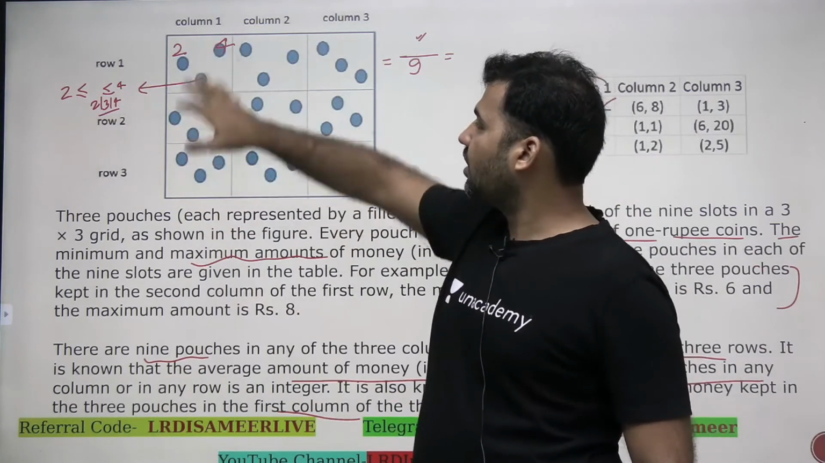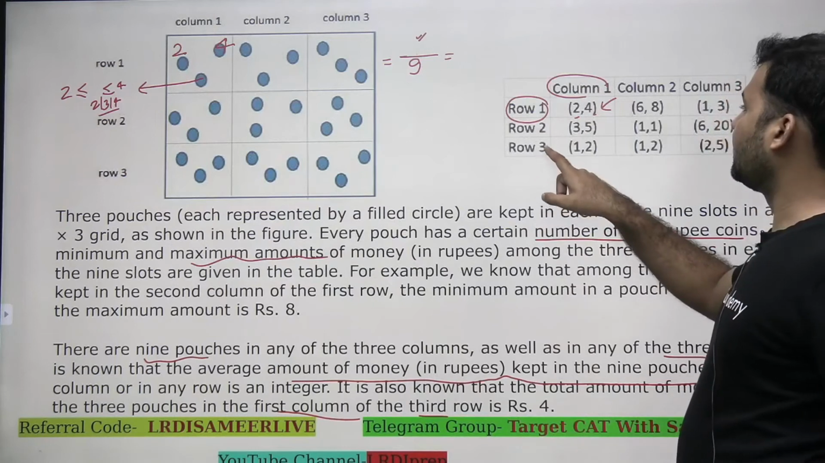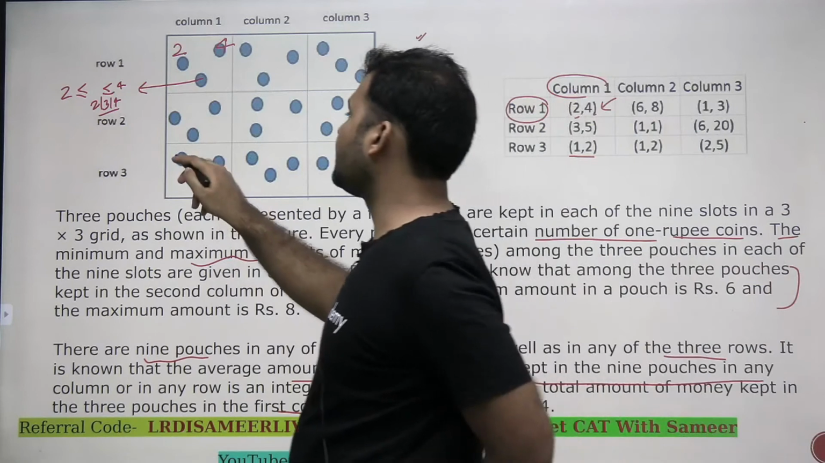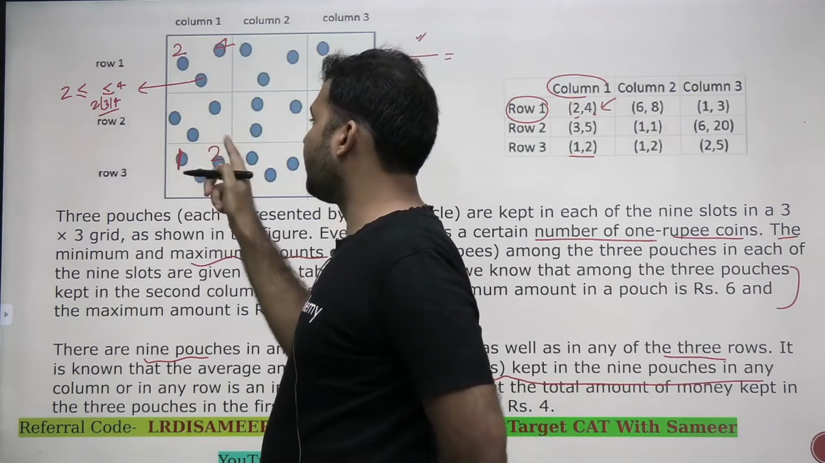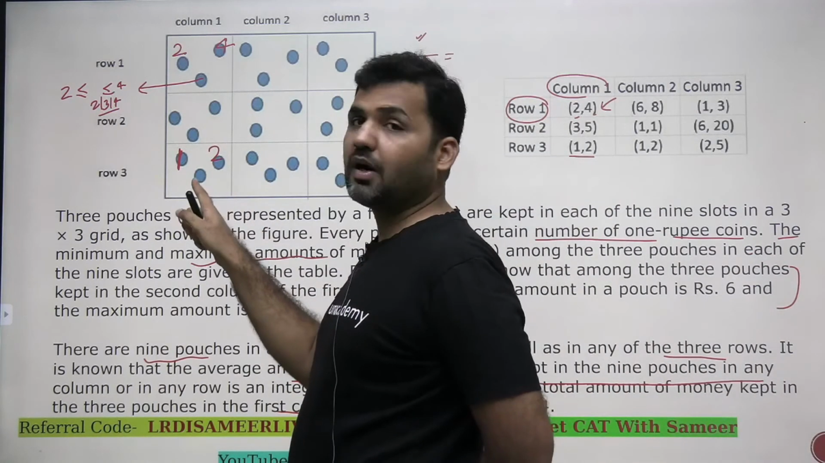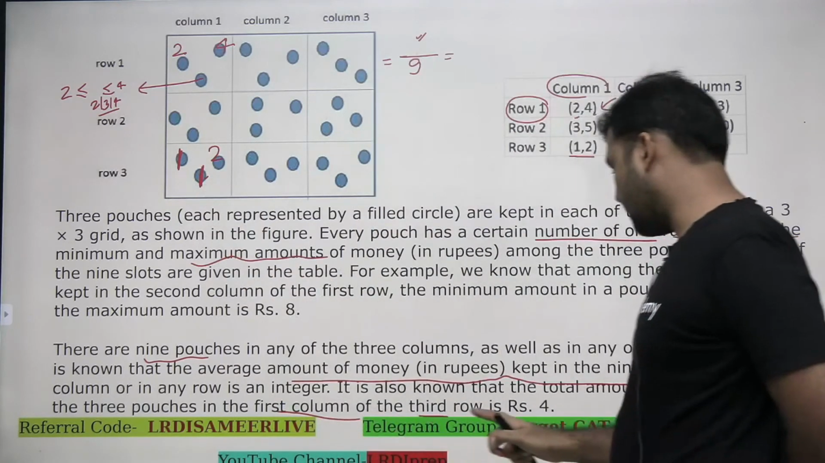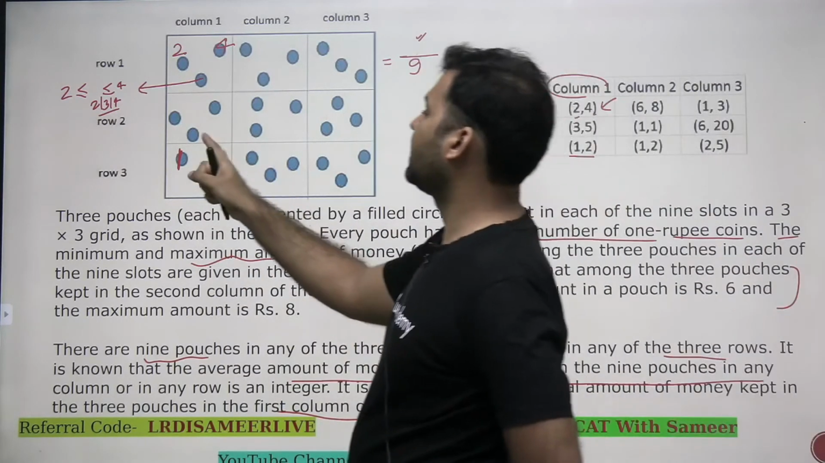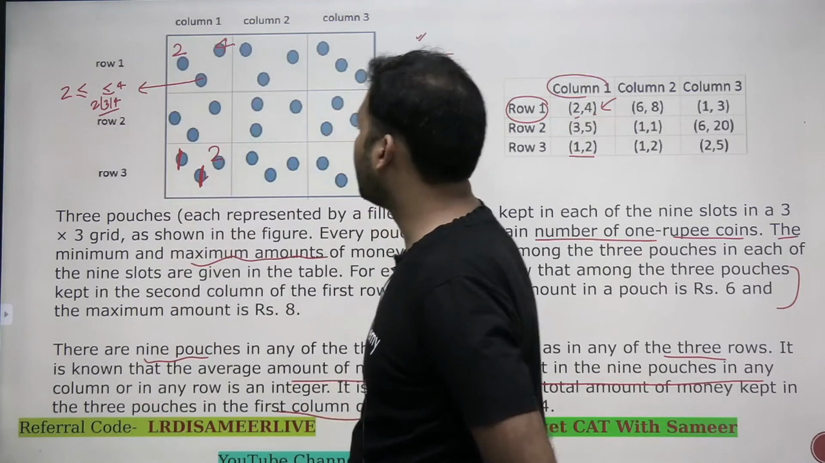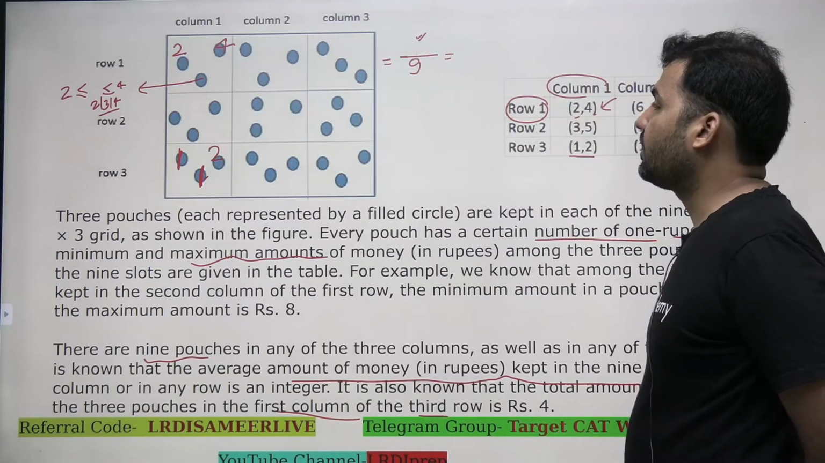This is the first column of the 3rd row, rupees 4. And if you look at here, first column, 3rd row, the minimum number of coins is 1 and the maximum number of coins is 2. Minimum 1, maximum 2. So this particular pouch will have one coin because the total is given as 4. This complete cell contains 4 coins. This contains 1, this contains 2. So this will contain only 1 coin, right? So this is what we have here.